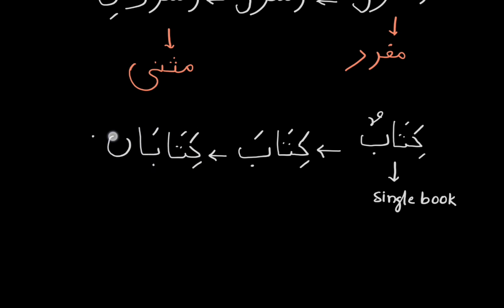Kitabani. So alif noon is added at the end. Then it becomes kitabani. You can see this alif noon has been added at the end. First the tanween is removed, then fatha is added, then later on alif noon with a kasra is added. So here kitabun is a singular noun, meaning a single book, and kitabani is a dual noun, meaning two books.